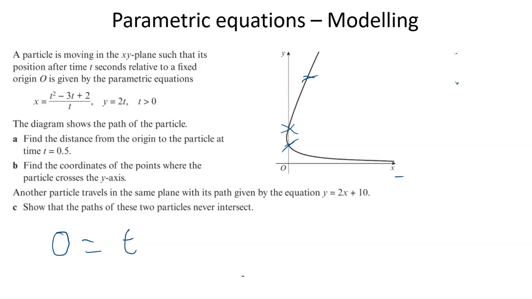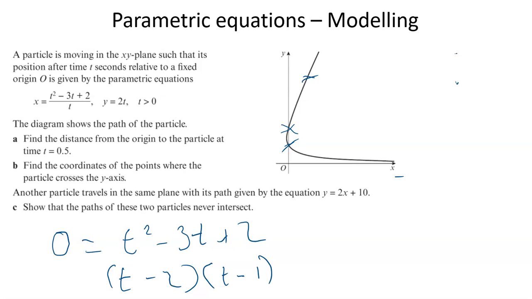So we've got that 0 equals t squared minus 3t plus 2 all over t. Let's rearrange that. If we times up by t, that's just going to be 0 times t. So we can get rid of that, and we can just solve this for t as a quadratic, which I believe will factorize: t minus 2 and t minus 1.